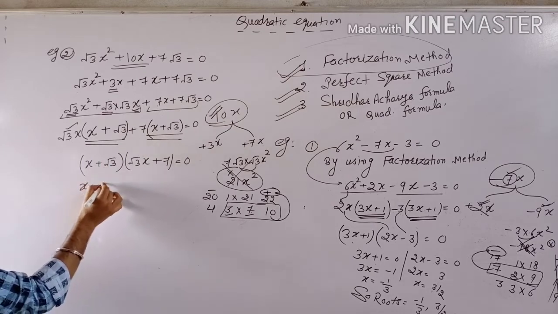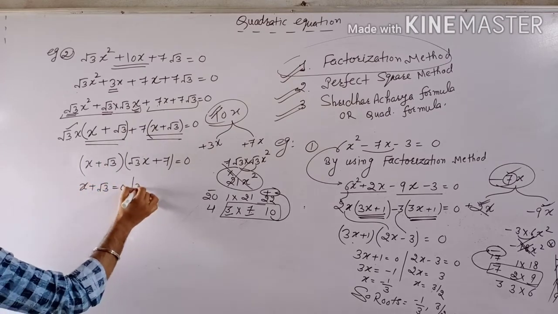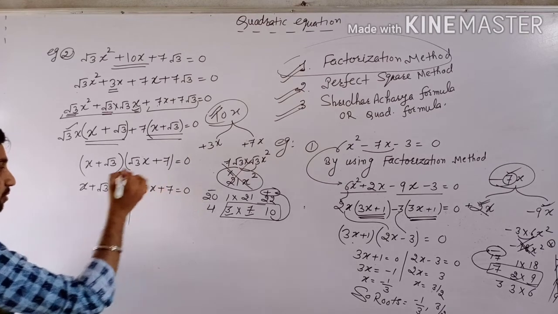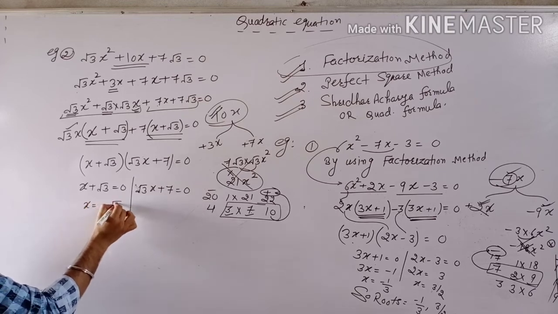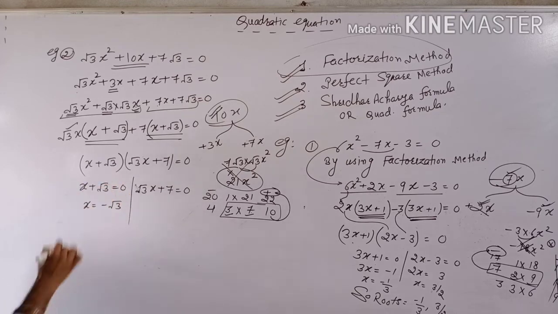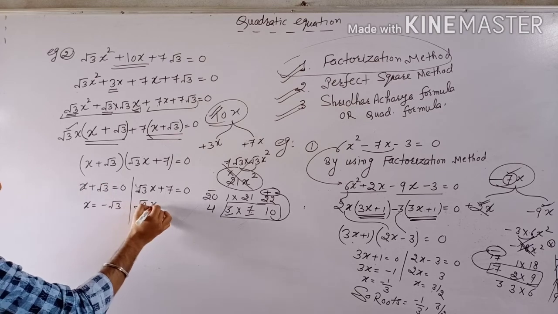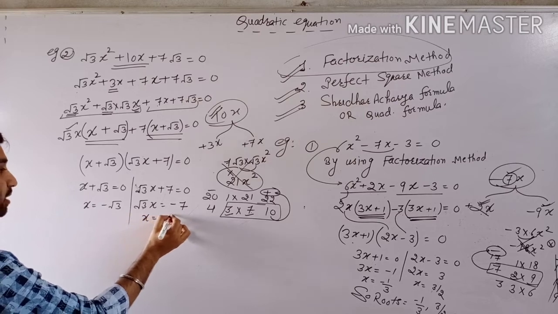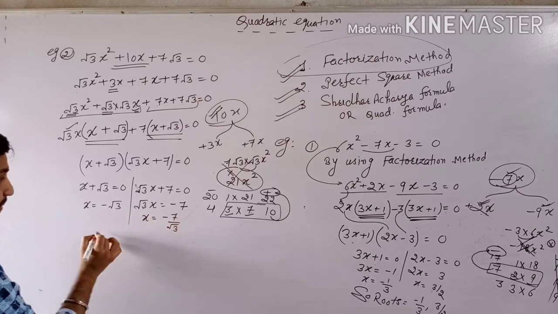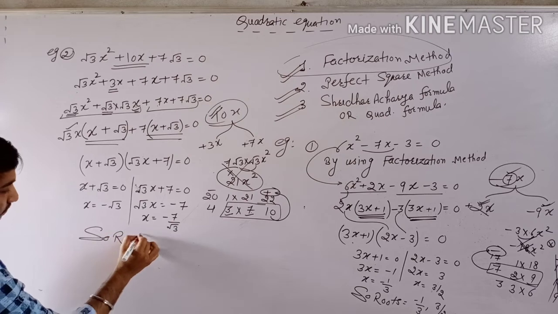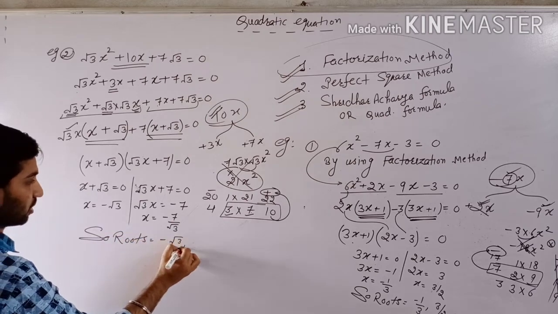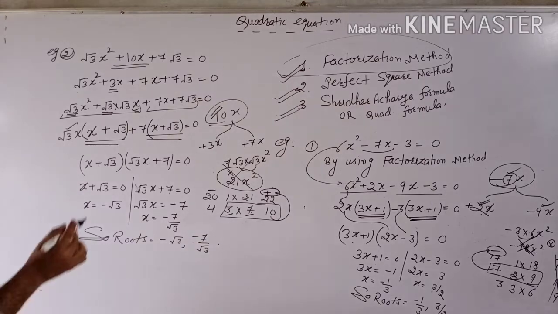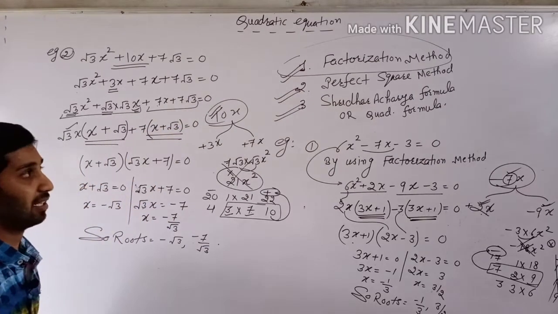The product of two numbers is 0. It means x plus root 3 is 0 or root 3x plus 7 is 0. Here x is minus root 3, since plus root 3 by transposing becomes negative. Here in root 3x plus 7, by transposing 7 it will be negative. Root 3 is multiplied by x, so by transposing it will be in division. So the roots are minus root 3 and minus 7 by root 3. It is our first method, the factorization method to solve a quadratic equation.